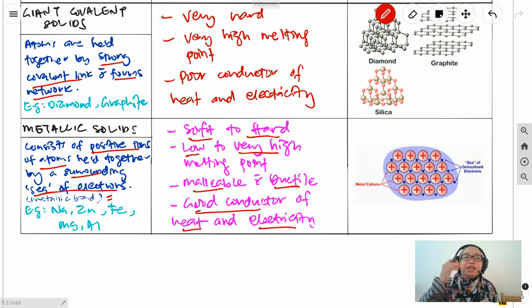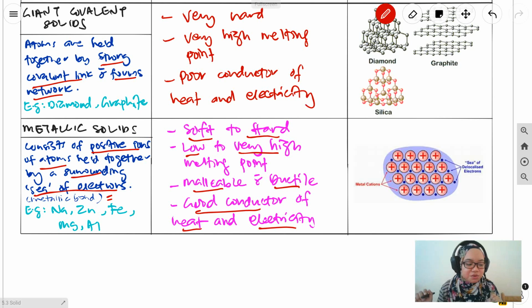So kalau kita tengok, in solid state, between all these crystalline solid, only metallic solid je yang good conductor of heat and electricity. Yang lain semua poor conductor of heat and electricity. Kenapa? Sebab dekat solid state, diorang tak ada free moving ion. However, in metallic solid, they're surrounded by the sea of delocalized electron or ion, which enable them to transfer the heat or electric from one part to another part. So that's why metallic solid is a good conductor of heat and electricity.